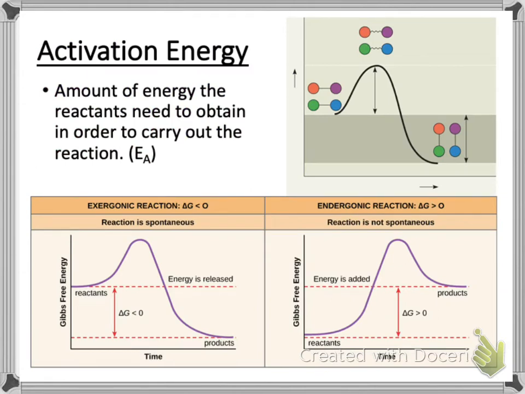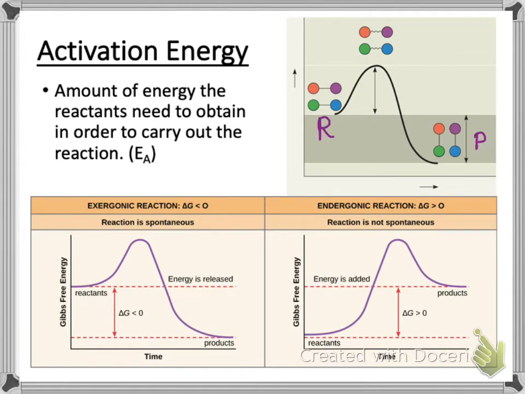All right, another form of energy we need to pay attention to in a chemical reaction is the activation energy. Activation energy is the amount of energy the reactants need to obtain in order to carry out a chemical reaction. We abbreviate this as EA. Let's take a look at this top graph first. We have our reactants and we have our products.